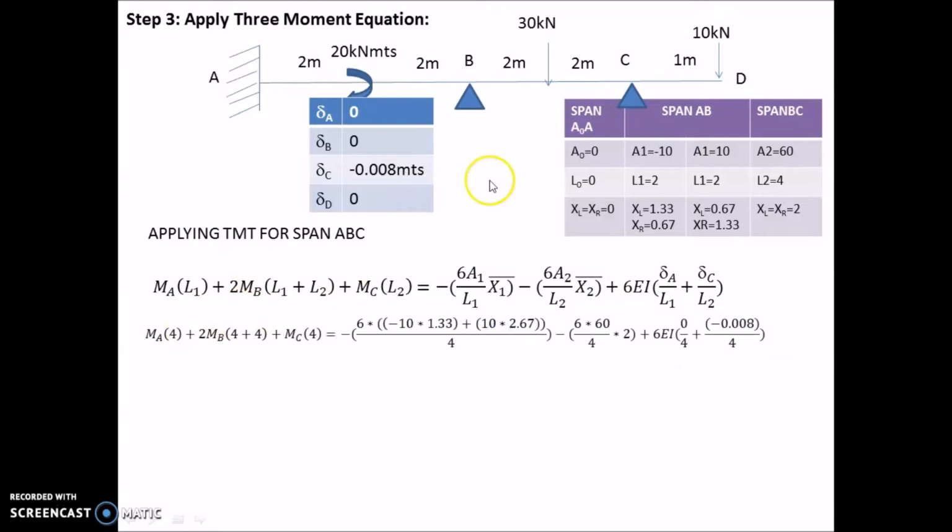Now here MA into L1, where L1 is 4, and 2MB into L1 plus L2, that is 4 plus 4, that is 8, plus MC into L2, where L2 is 4.